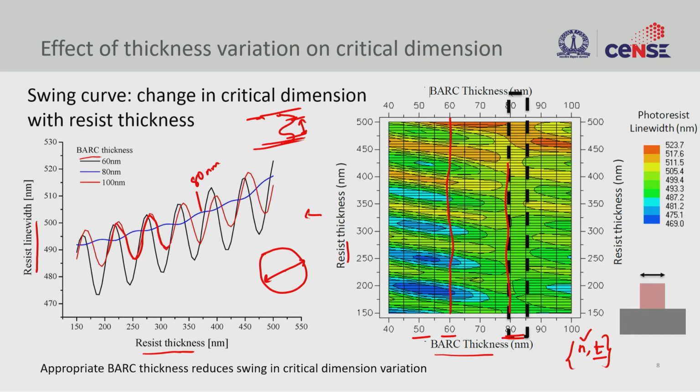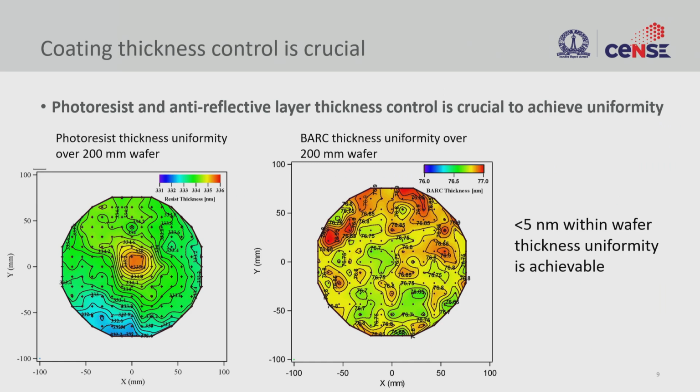So what are these variations? What kind of thickness variation in resist and what kind of thickness variation in BARC can one expect? So this is just sample data. You want to improve or to maintain a very high uniformity of thickness of photoresist and anti-reflective coating, but it is technologically limited. So what I am showing you here is a photoresist thickness variation over a 200 millimeter wafer, and this is BARC thickness variation over a 200 millimeter wafer.